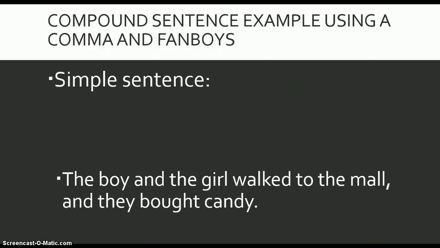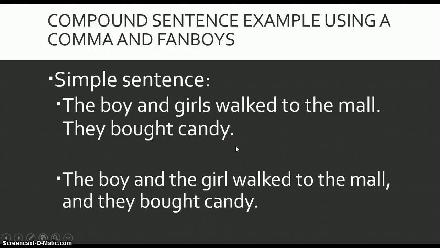Let's take a look at some examples. So here's a simple sentence, two simple sentences actually. The boy and girls walked to the mall. They bought candy. Now we have two simple sentences, and if we want to combine these two short, choppy sentences into one longer sentence, we can use a comma and a coordinating conjunction. So our sentence would then read, the boy and the girl walked to the mall, and they bought candy.